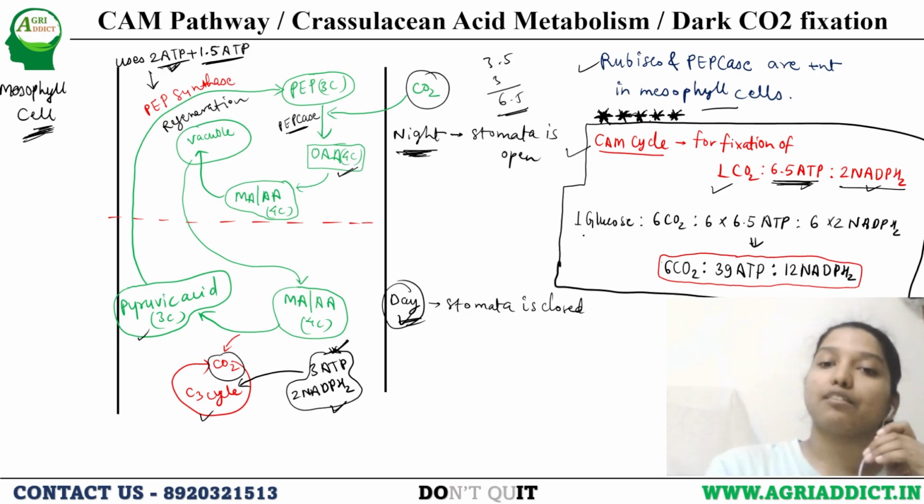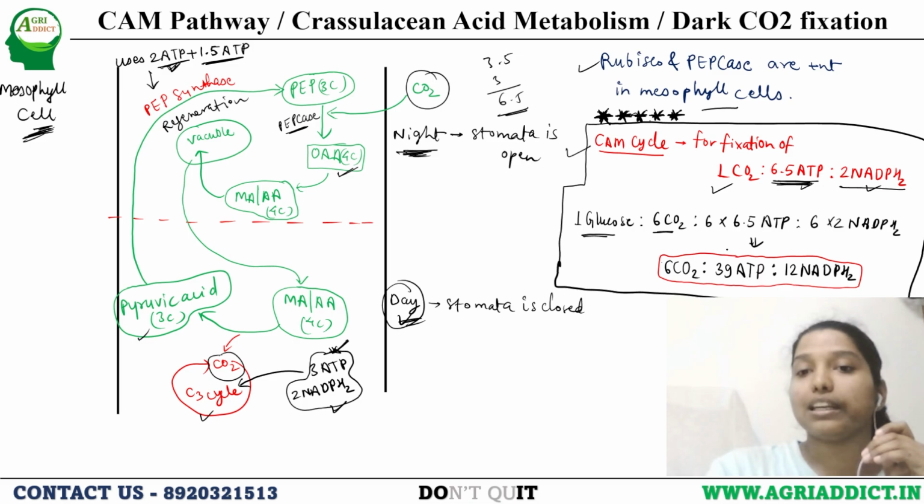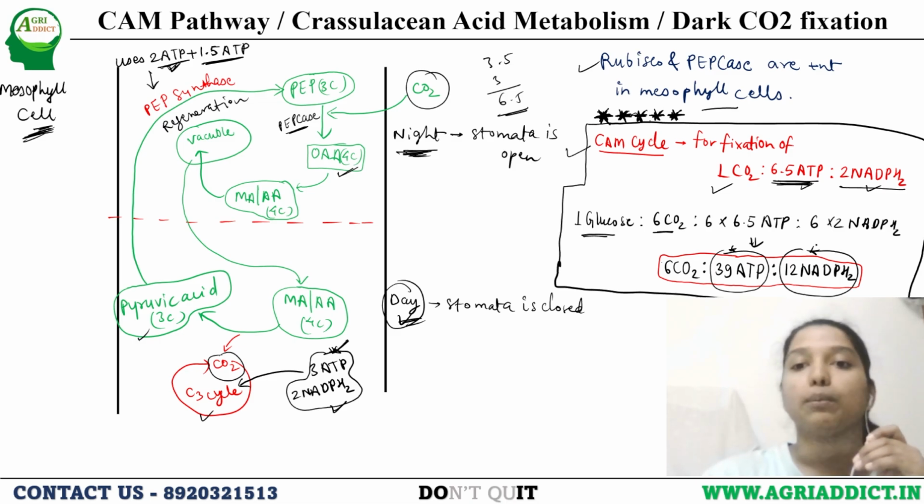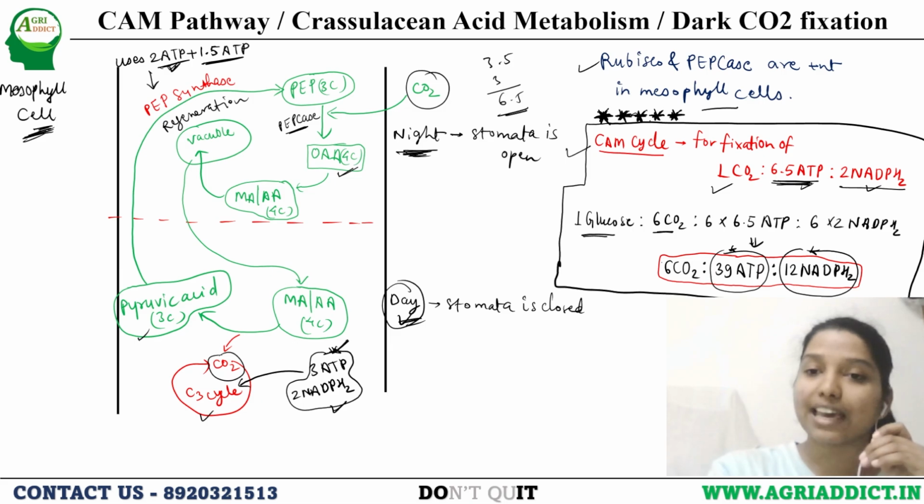Now for synthesis of 1 glucose, we require 6 carbon dioxide. So the cycle has to run 6 times. So 6 into 6.5, that is 39 ATPs are required for 1 glucose synthesis and 12 NADPH2. This you have to remember. For Calvin cycle, it is different. It is 18 ATP.